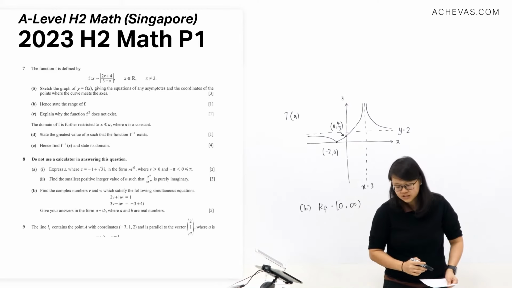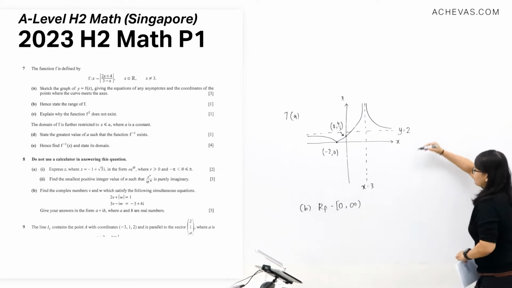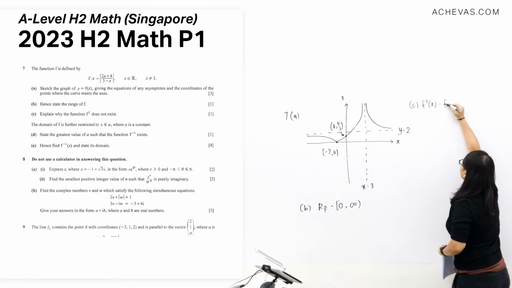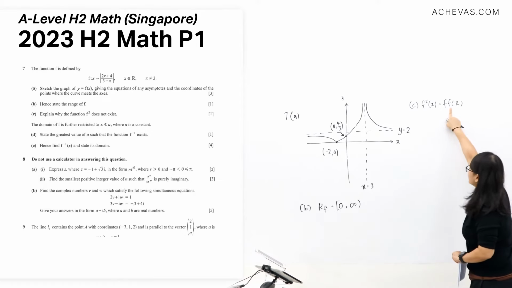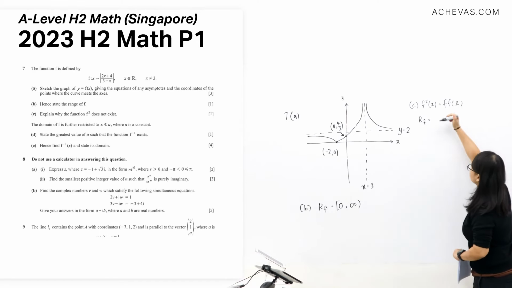Part C. Explain why the function f squared does not exist. Let me write down the function here. We have x squared x, which is also equals to f(x). We're going to look at the range of the first function, f. Let me just write down range of f, transferring this information here.